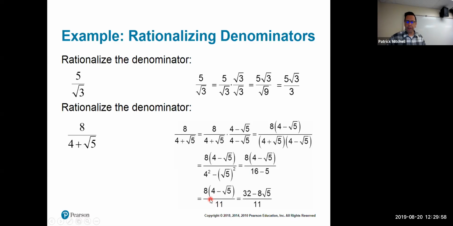And so now at the very end, I'm going to distribute the 8 on top. 8 times 4 is 32. 8 times minus square root of 5 is minus 8 square root of 5. So the equivalent form for this expression where the denominator is rationalized is 32 minus 8 root 5 all over 11.